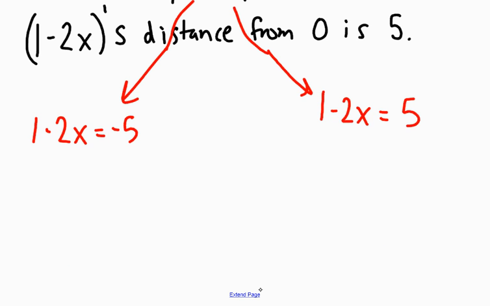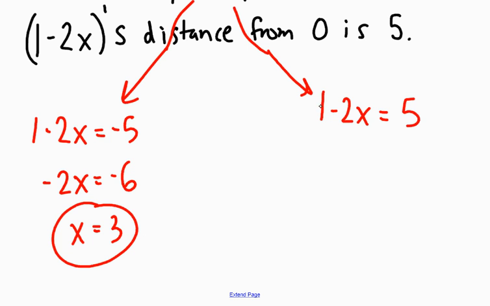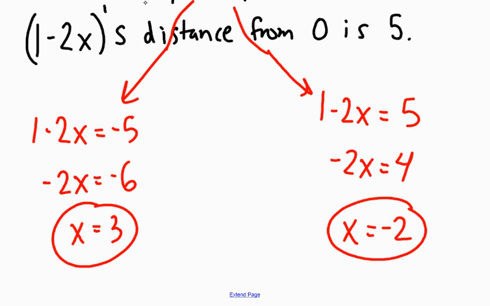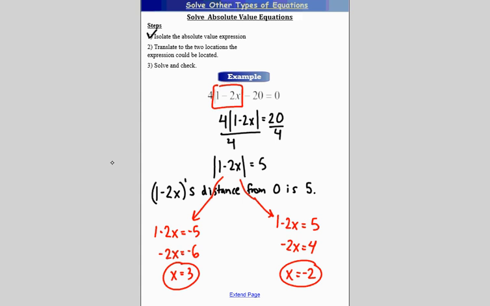And then I solve. How do I solve this? I subtract 1. I then get negative 2x equals negative 6. Divide by a negative 2, and I get 3. Same thing, subtract 1, I then get negative 2x equals 4. Divide by a negative 2, and I get negative 2. And if you substitute and check by putting both answers into the original statement, you'll see that they both check out. So get the absolute value by itself, then translate into the two locations where that item could be located.